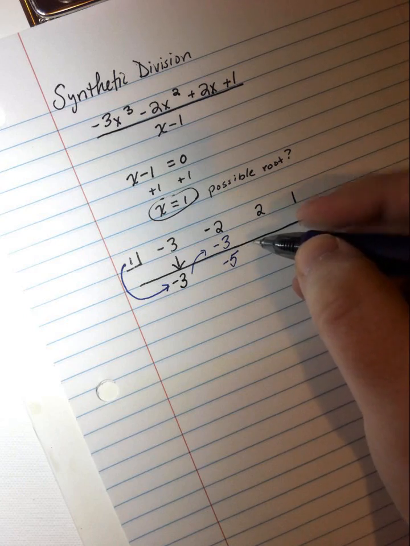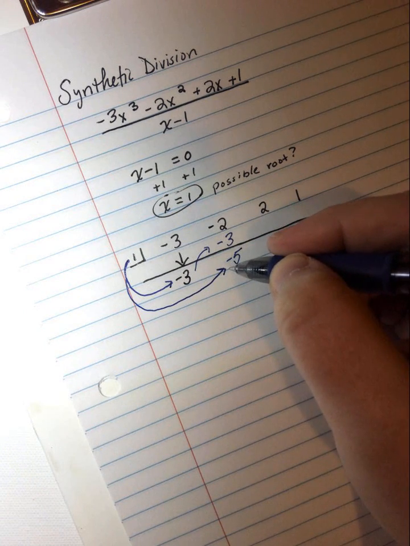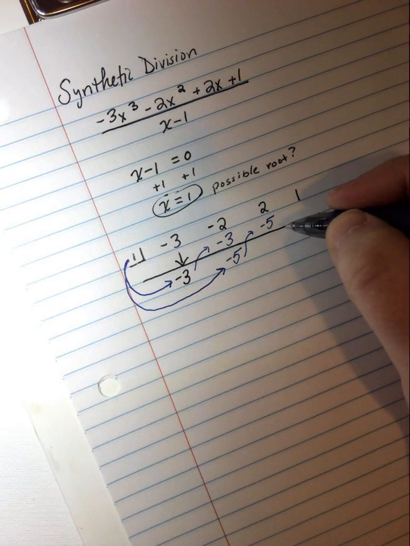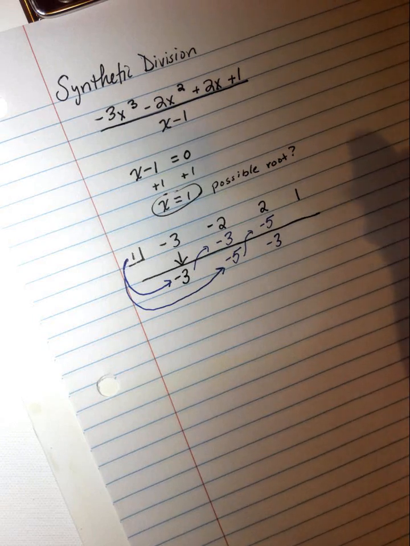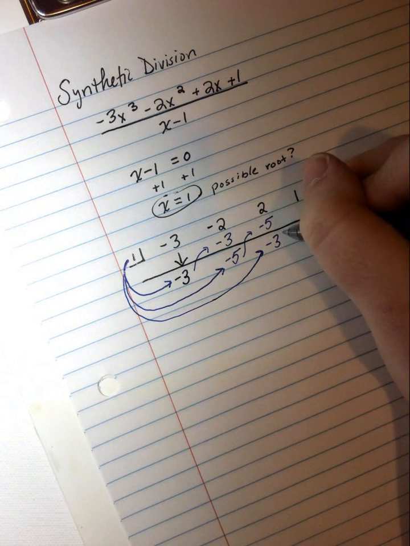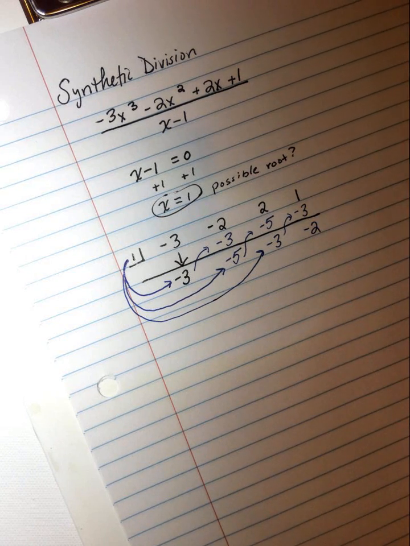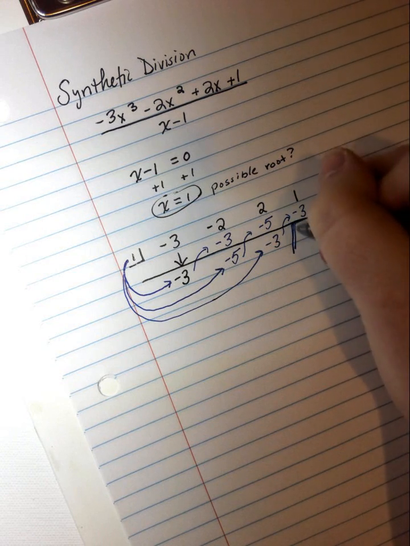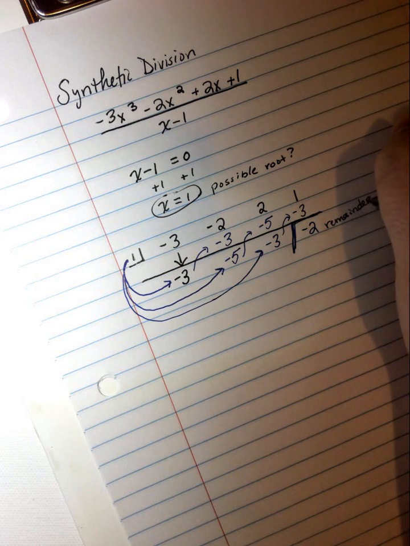You want to repeat that process. 1 times -5, that's -5. That goes up here. You want to add straight down. 2 plus -5 is -3. Repeat that process. 1 times -3 is -3. That goes here. Add straight down, and you get -2. Okay, this last number is the important number right here. It's pretty much what you want to focus on for now. This last number is called your remainder.